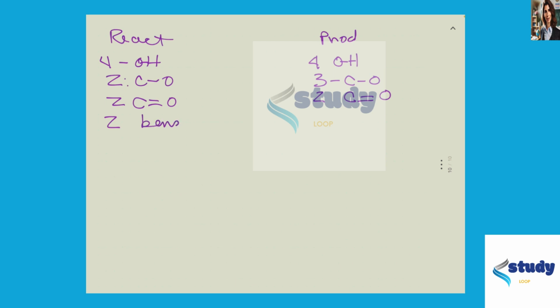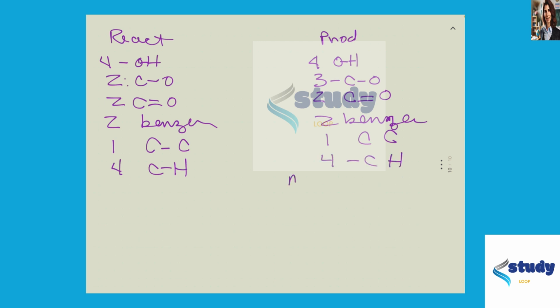2 benzene and 2 benzene. Thank goodness those cross out. 1 carbon-carbon and 1 carbon-carbon. 4 CH and 4 CH. And this one has an additional CO bond. So that will change this one to 4.